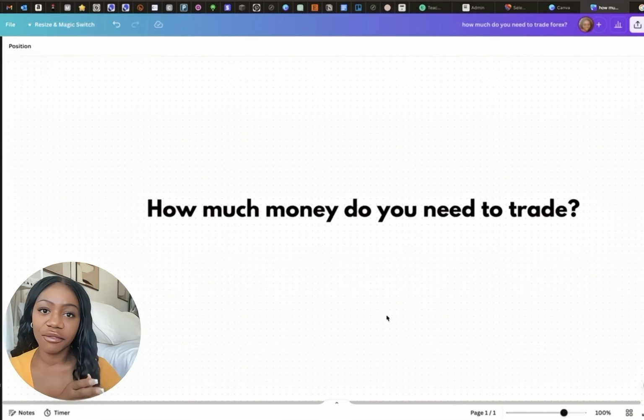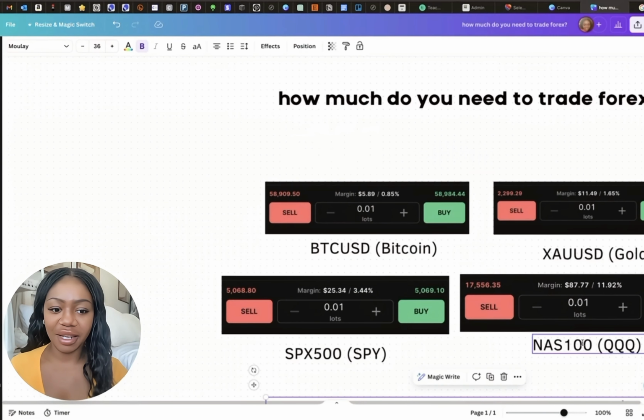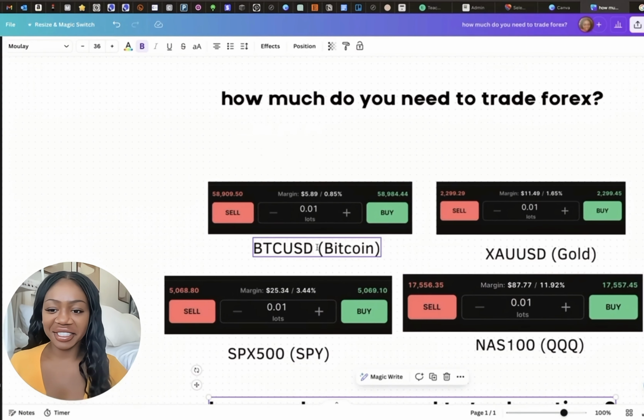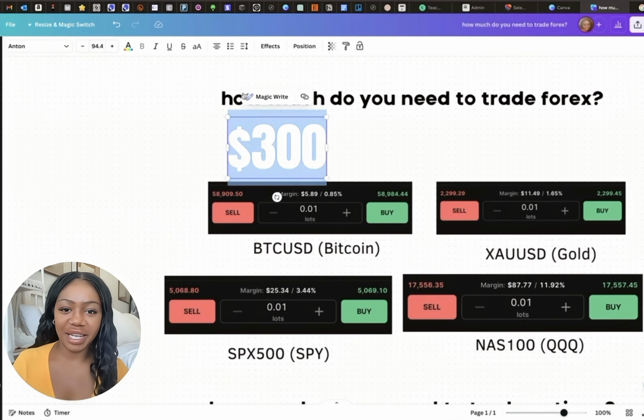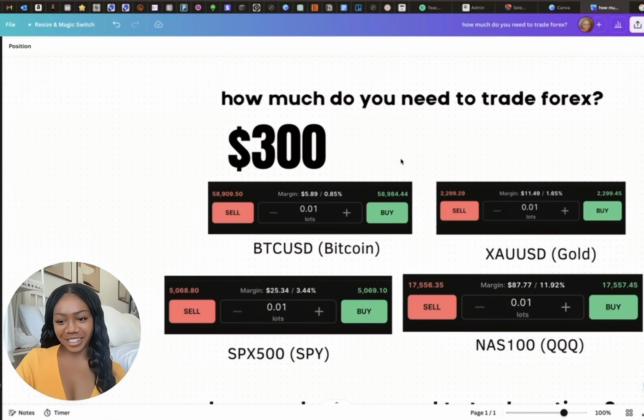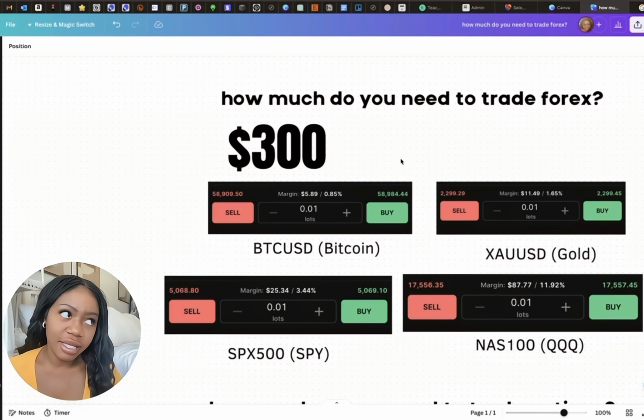How much money do you need to trade Forex? So I have it like in white, but let's go ahead and show you. $300. Yes, $300 is what I suggest you start trading with if you're going to trade Forex. Can you trade with less? Yes. Can you trade with more? Yes. But if you want me just to give you one number, it's 300.